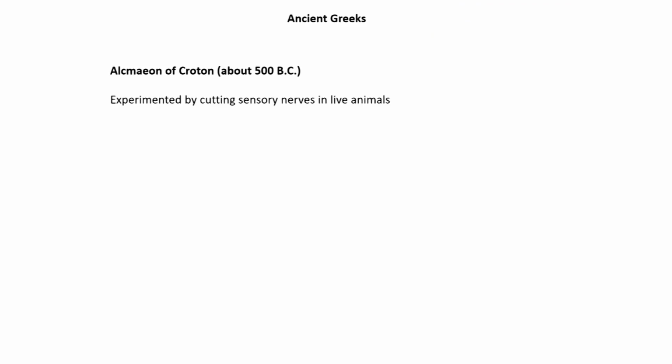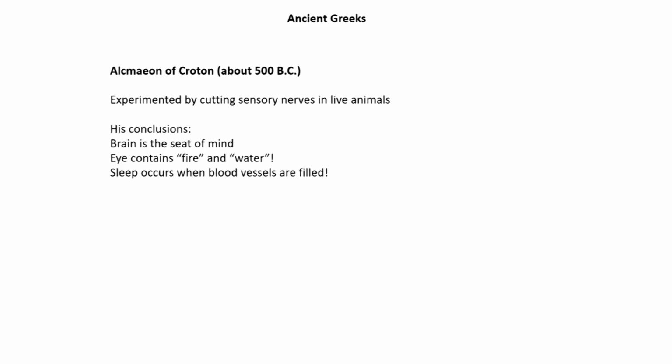He was an ancient Greek who lived around the 500 BC period. And he did some experiments by cutting the nerves of animals and then seeing their effects. And based on these observations, he came to the conclusion that the brain is the seat of mind, which seems like a reasonable conclusion now. But he also concluded that eyes contain fire and water, or that sleep occurs when blood vessels are filled with blood. And these latter two we now know make no sense. And that also raises questions about his crude methods that led to the first conclusion.